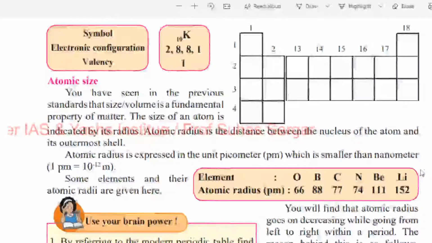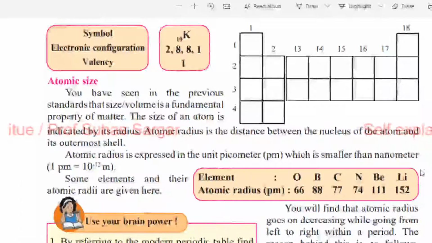The next topic is atomic size. You have seen in the previous standards that the size or the volume is a fundamental property of matter. The size of an atom is indicated by its radius. Atomic radius is the distance between the nucleus of the atom and its outermost shell.